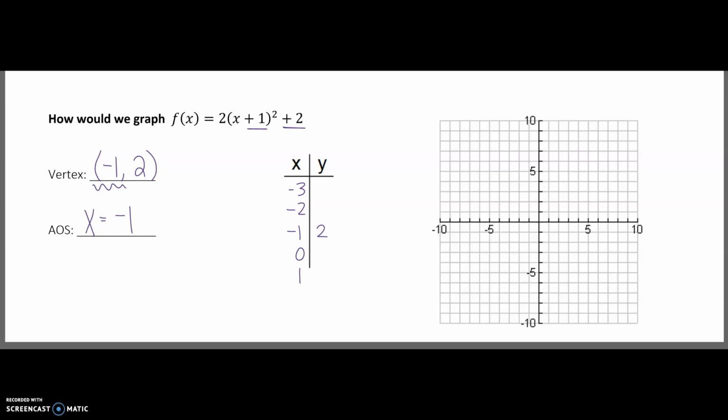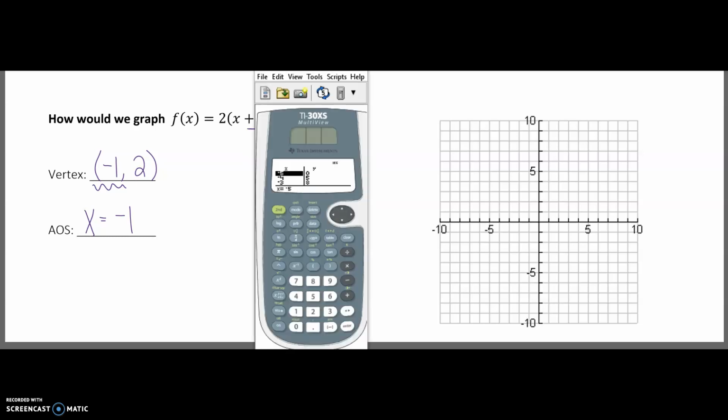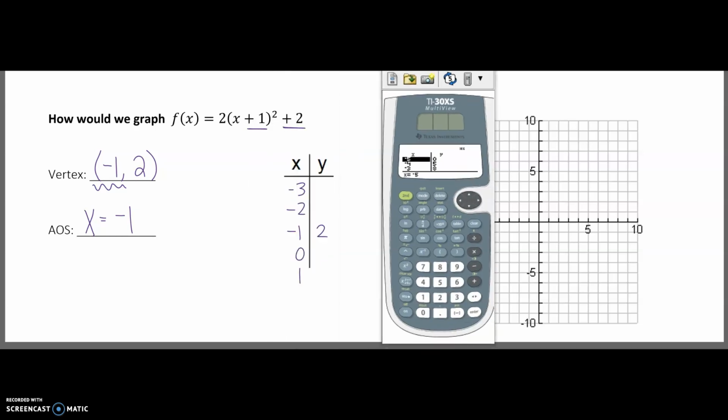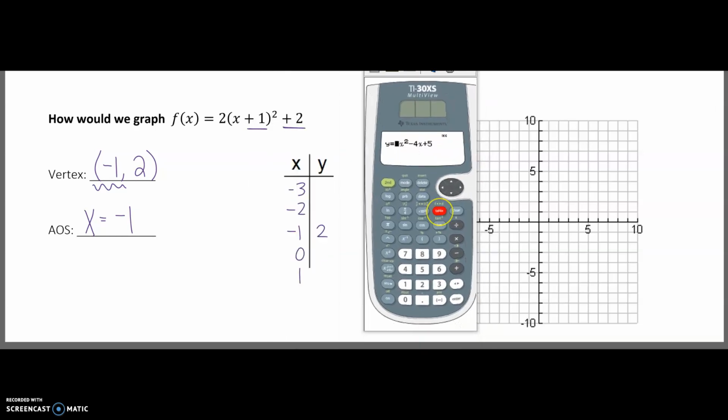Now we need to find all of our y values that go with our x values. So we'll open up our calculator and go to table. If you have something in there, go ahead and clear that out. And then we'll type in our equation. We have 2(x plus 1) squared plus 2. And from looking at our xy chart, we know that we need to start at the x value of -3. We'll step by ones and okay.